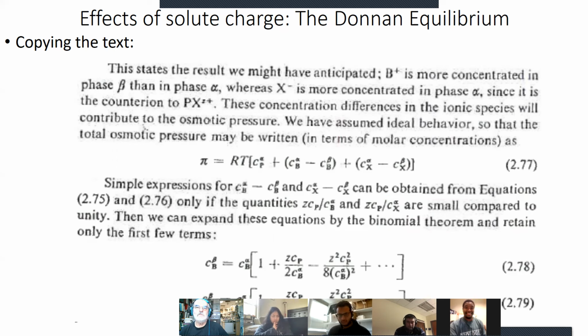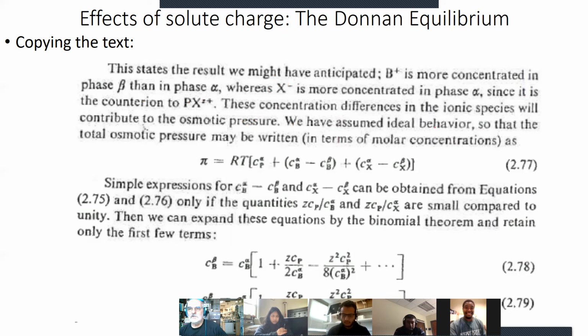All right, and so what this implies is what I just said, but this is what the text says. B is more concentrated in the beta phase than in the alpha phase, where the anion is more concentrated in the alpha phase, since it is the counter ion. These concentration differences will contribute to the osmotic pressure, okay? They'll be small depending on the protein charge, but they'll be measurable and contribute to the osmotic pressure.